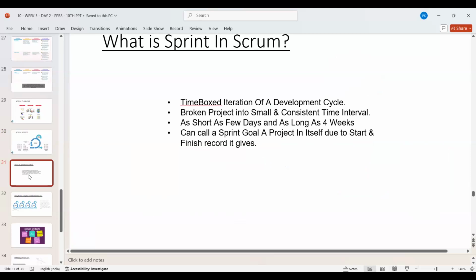Now we're trying to understand further what a sprint in Scrum is. We have already learned what happens in a sprint, what the actual implementation is, what the output is, what the result is, but now let's try to understand in more depth. So, can I request four of you to read one line each, one by one? Go ahead. What is a sprint in Scrum? Time boxed iteration of a development cycle.